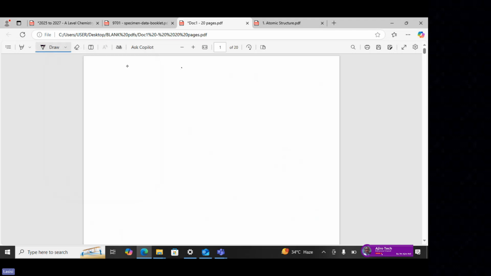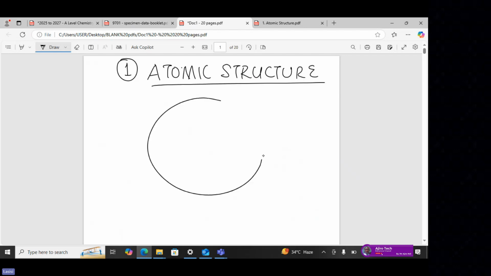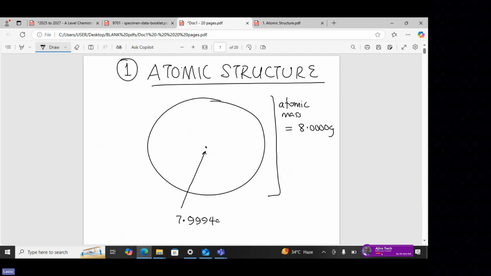Let me write with black. Topic 1, that is atomic structure. If this is an atom, the nucleus is this. The atom is so big compared to the nucleus. Suppose the atomic mass, the mass of atom, is 8.0000 grams. Then the mass of this tiny nucleus is about 7.9994 grams. Can you imagine?